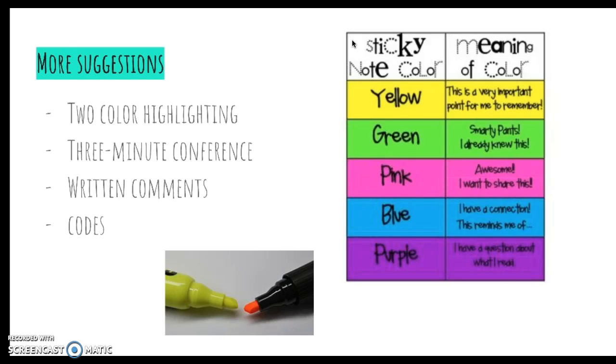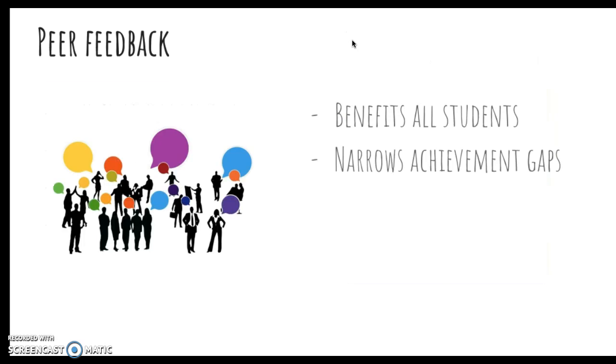More suggestions would be 2-color highlighting. They talked about doing 2-color highlighting and 3-minute conferences, written comments, and codes. One of the big ones was codes, just like I talked about with the symbols. It's very similar. Peer feedback is also really beneficial. In the book it said it's beneficial for all students, and it also helps to narrow the achievement gaps between high achieving and low achieving students.